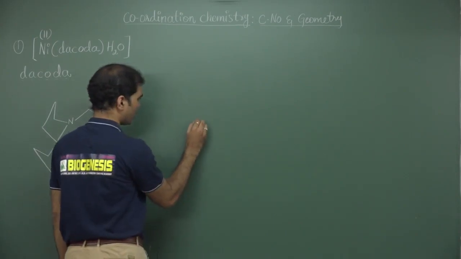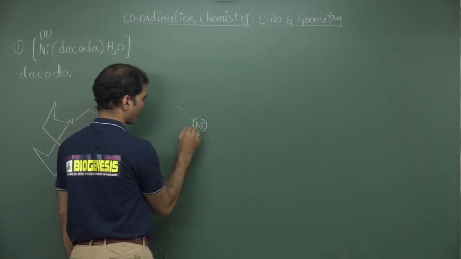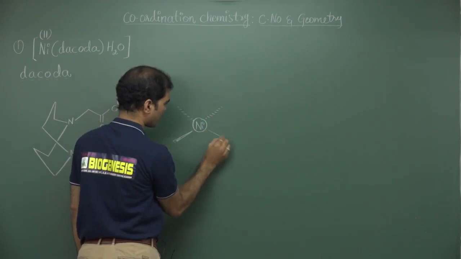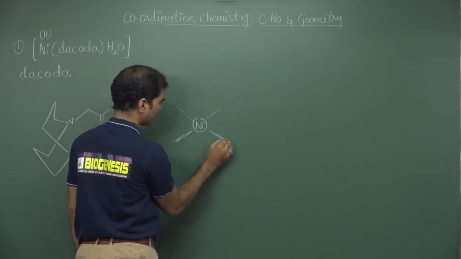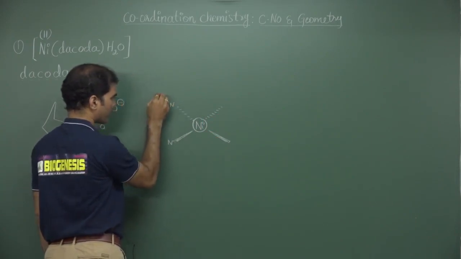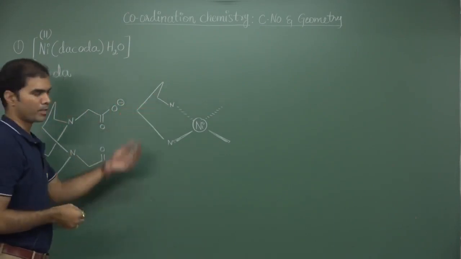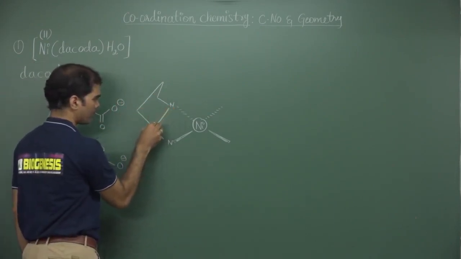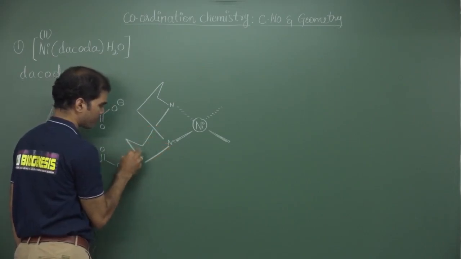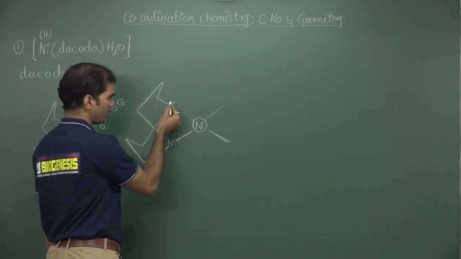If I am choosing the nickel, which is the central atom, I will let you know how to draw all such complex structures easily. Let me take two nitrogens. This is the upper part, one ring. This is another one. So half of the ligand is completed. Later on we have to take the acetate.